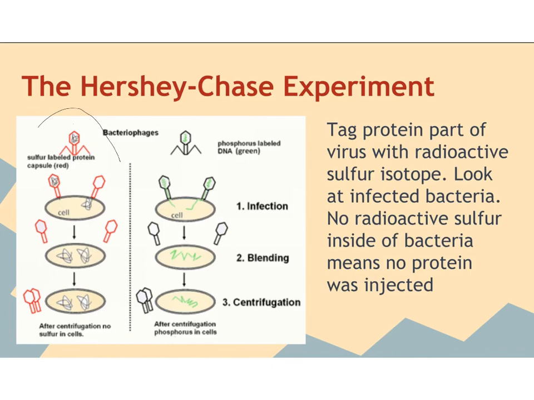So it's like they attached little radioactive sulfurs all over the protein because they knew that sulfur was found in protein, but it was not found in DNA, so the sulfur wouldn't attach to the DNA. They let the bacteriophages infect the bacteria, and then they separated the infected bacteria and what was left of the virus, and what they found was that their radioactive protein was still left outside of the bacteria. It was not inside the bacteria. It didn't get injected. So that provided some evidence that protein was not the genetic material. That was not the thing being injected.